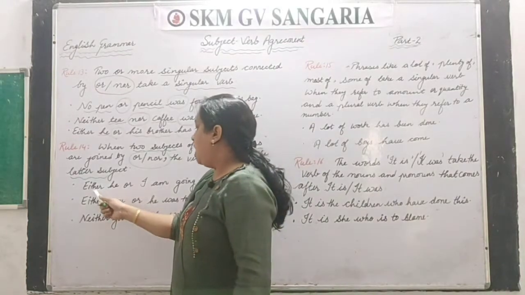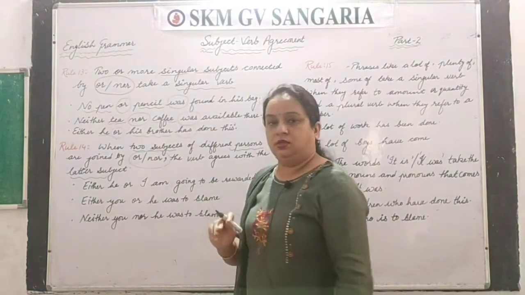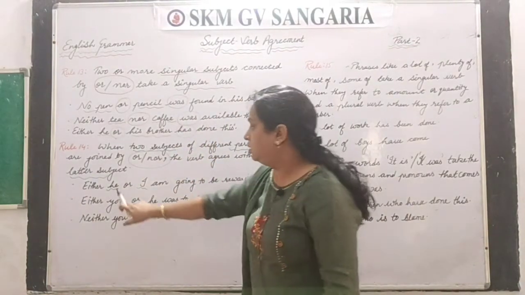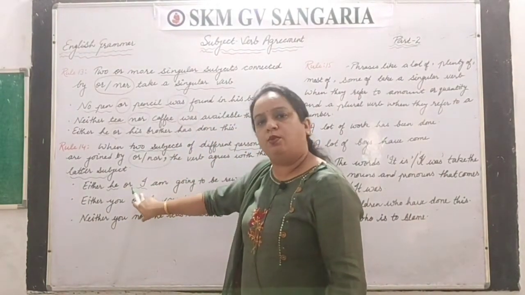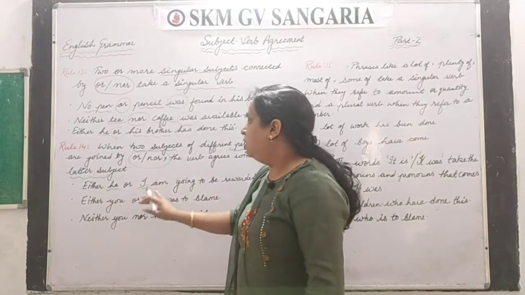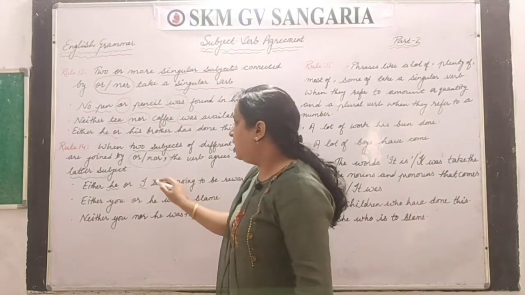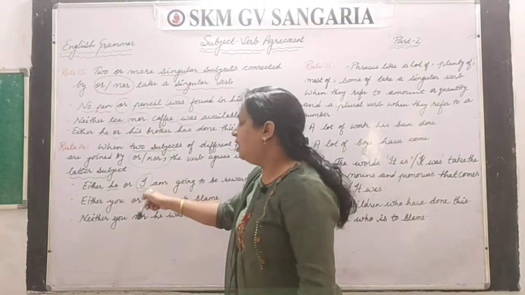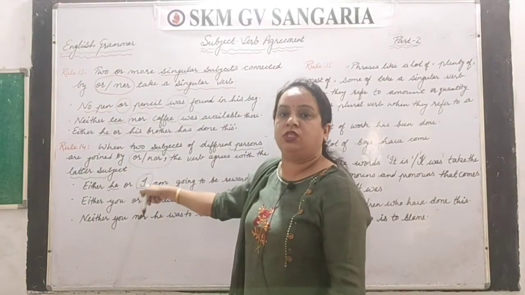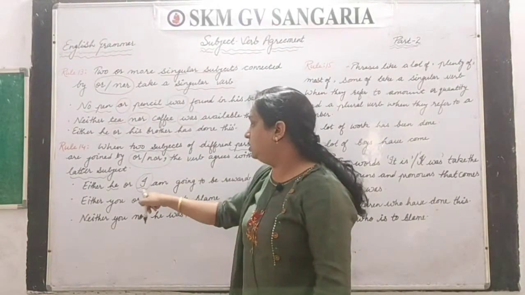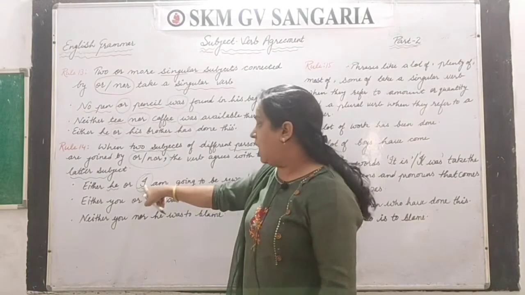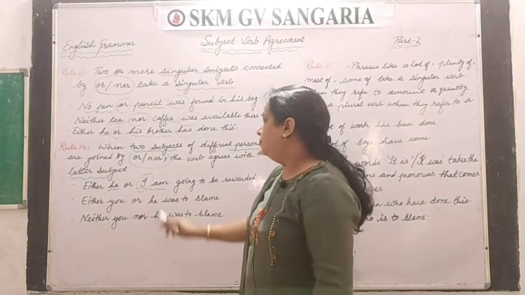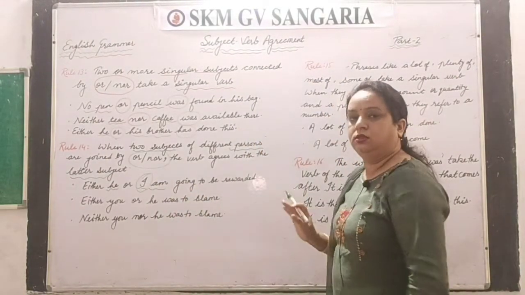For example, either he or I. So here what is there? This is a different person, this is a different person, right? One is third person and one is first person. Both are singular, it doesn't matter. But what do we have to do here? I is the later subject here. So we have to fill in the verb which agrees with this second subject, okay. So I takes what? Am. So that's why we are using am here. Going to be rewarded, right?